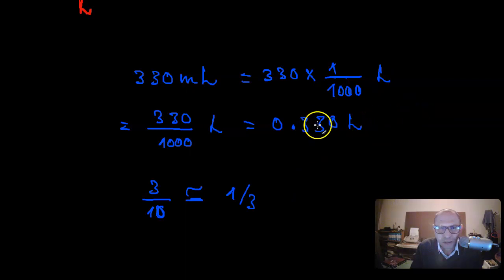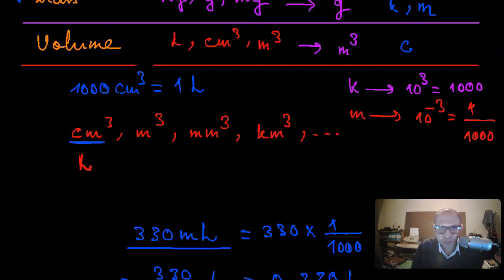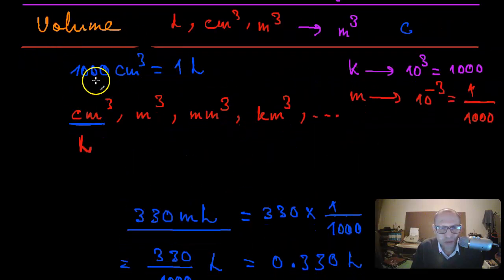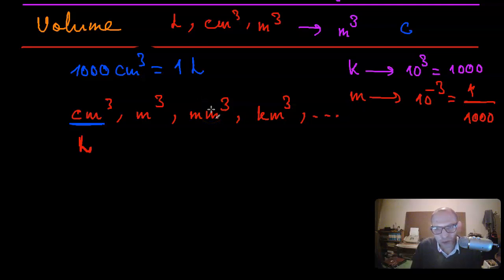So that means that one of those small cans, whose volume is 330 milliliters, is actually very close to 1/3 of a liter. And 1/3 of a liter is something you can convert and calculate in cubic centimeters, cubic meters, and so on. Now let's do a couple of calculations, essentially conversions.